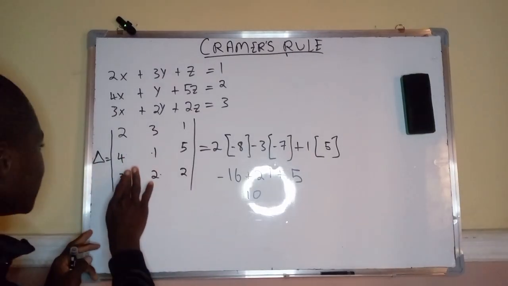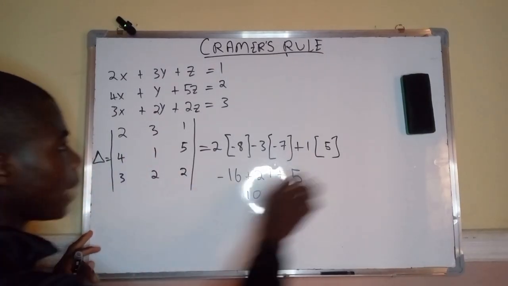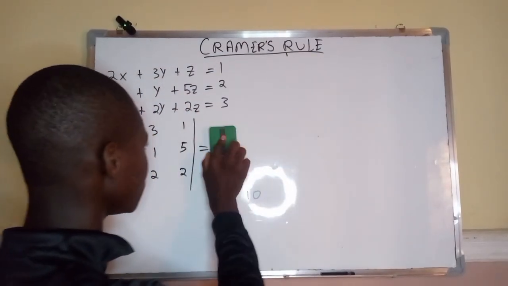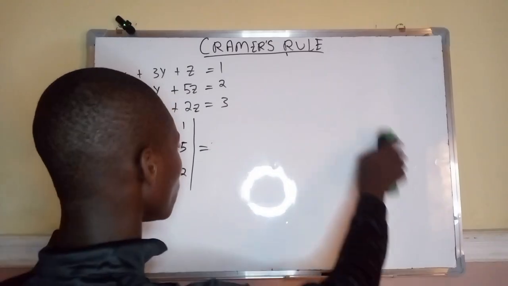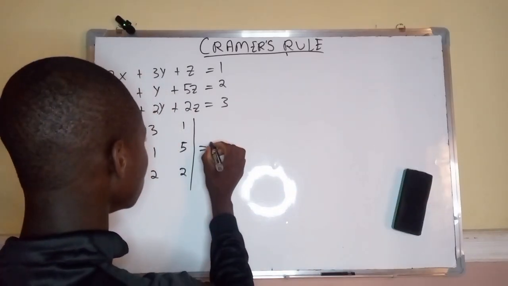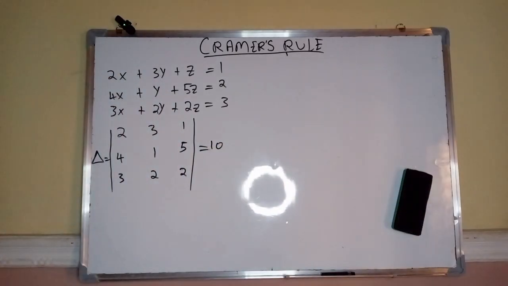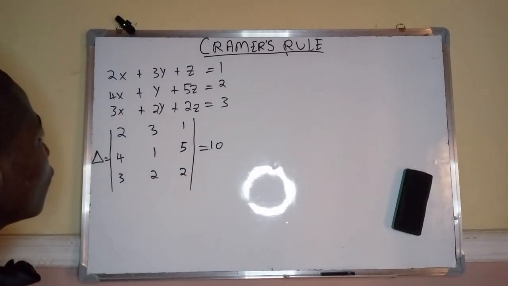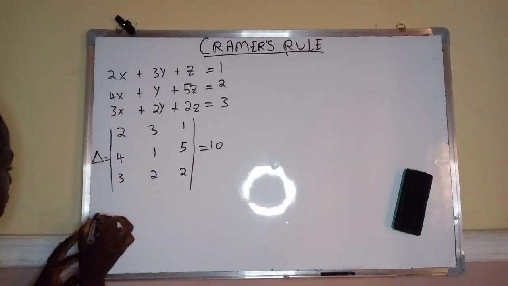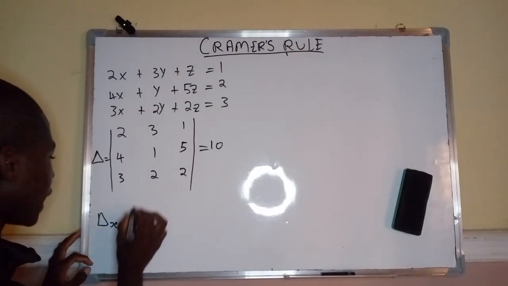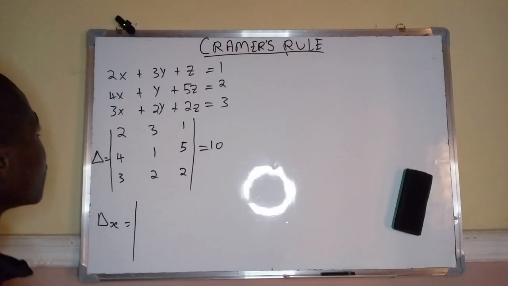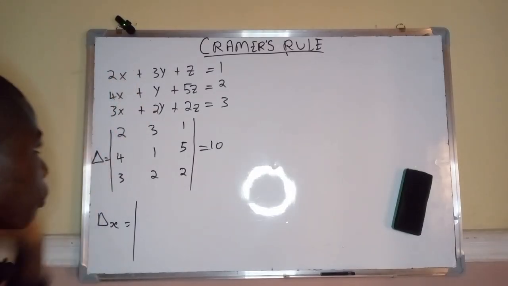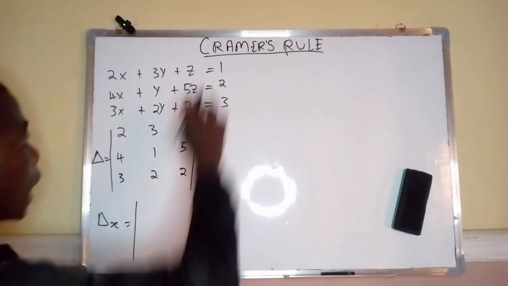So therefore, let me find the determinant of x. Our normal determinant, we all know, is 10. So how can we find the determinant of x? For me to find the determinant of x, let me say delta x, or dx, it is equal to what? I'm looking for dx, so I have to eliminate the complete column that consists of x.